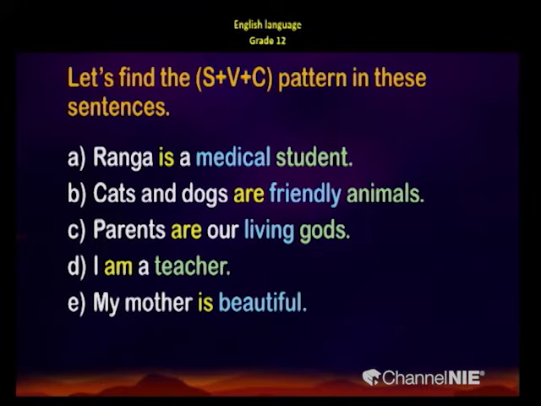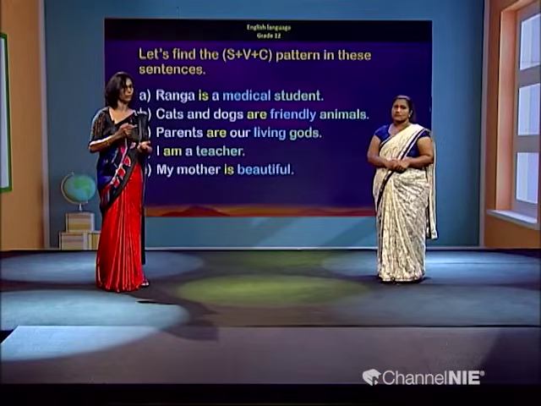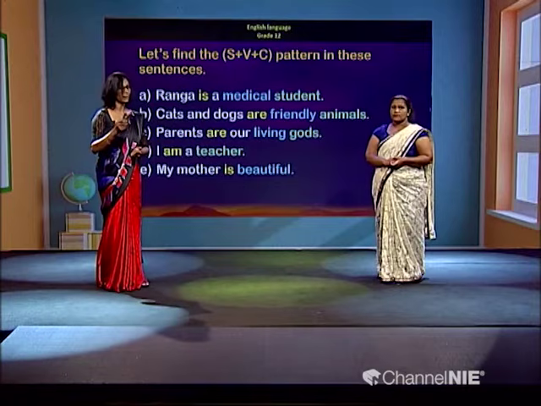Next after that, you see some words in green color. Ranga is a medical student. Then friendly animals, living gods, teacher. So those are nouns. Let's look at this combination. Ranga is a medical student. Noun, and before that you get an adjective. So adjective and noun form the complement. That means to make a meaningful sentence, there should be a noun, or you can use adjective alone, or else adjective and noun both.